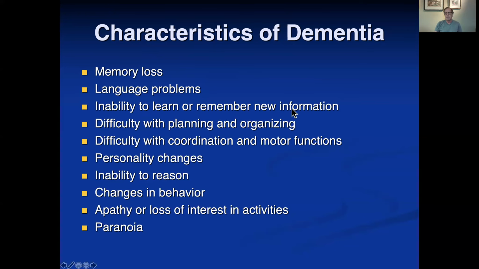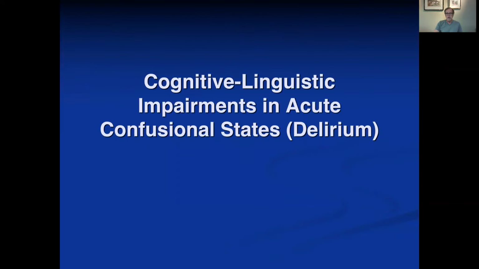Inability to learn or remember new information. Well, that's a kind of a reflection of memory. Difficulty with planning and organizing things. Difficulty with coordination and motor functions, but only when it's more severe. Personality changes, again, when it's more severe. Inability to reason, changes in behavior when it's more severe, apathy or loss of interest in activities, and even paranoia. So it starts out with very, very subtle memory difficulty that might be reported by the family or the patient and is testable and identifiable. And progresses to include all those other things.